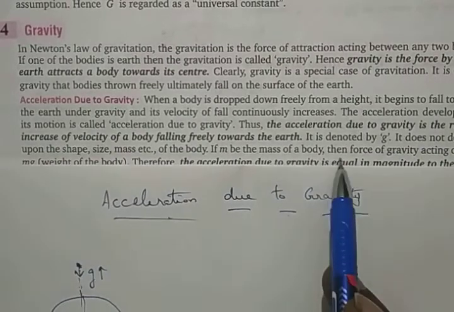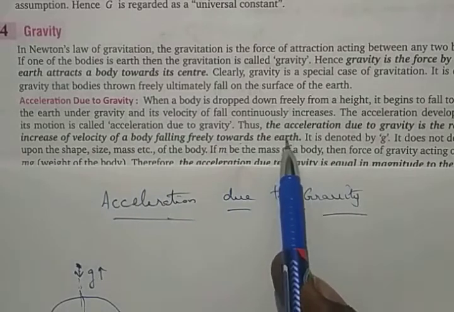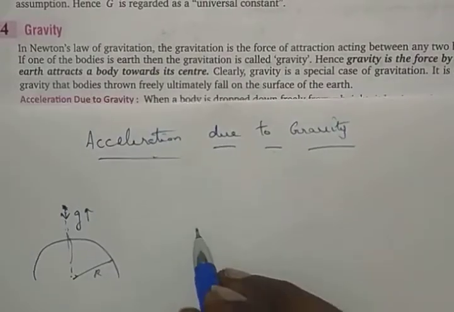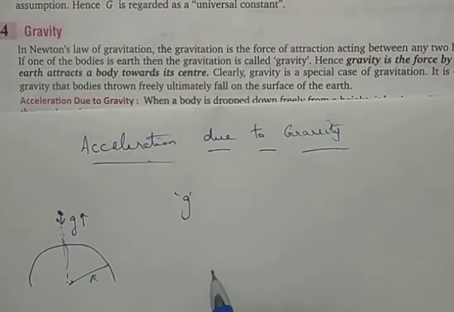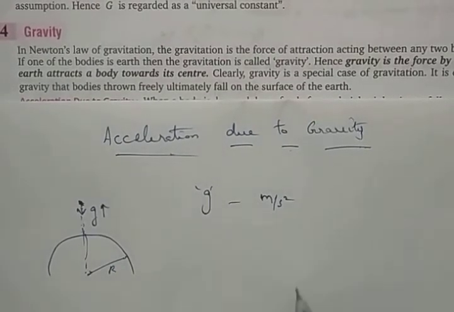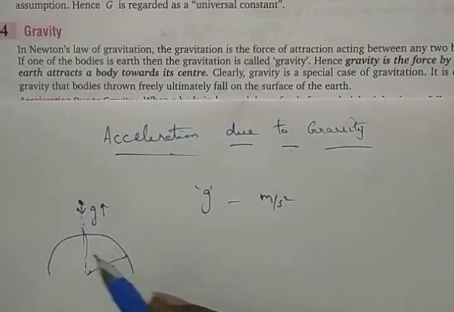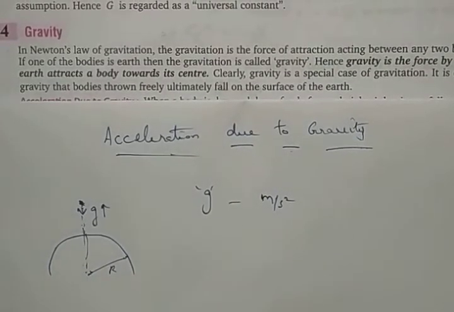So acceleration due to gravity is the rate of increase of velocity of a body falling freely towards the Earth. That is what g means. We call it g. It is just an acceleration. So g has the SI unit meter per second square. It is the change in velocity per unit time.